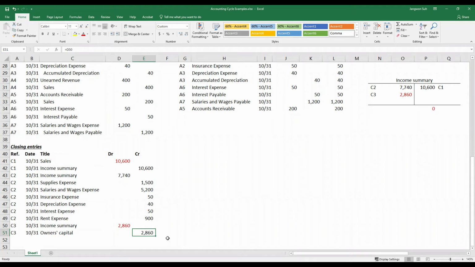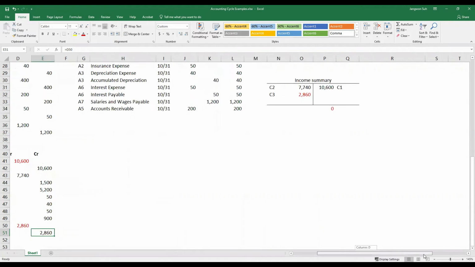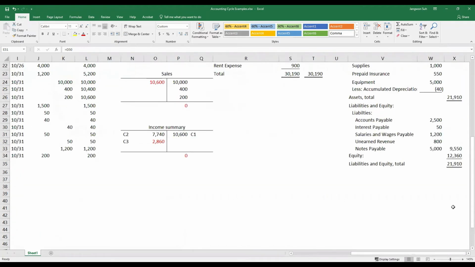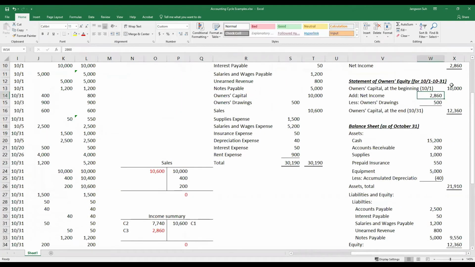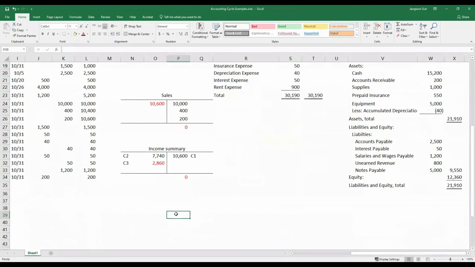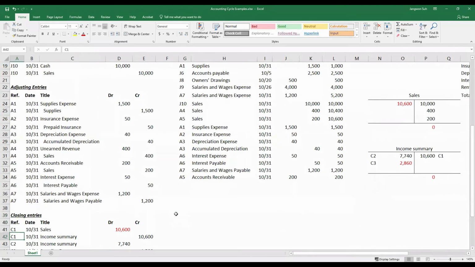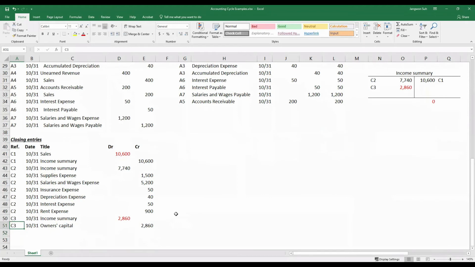by increasing your owner's capital balance. What we did here is owner's capital being increased by 2860. Did you see it? We saw it. Owner's capital increasing by 2860. This part of the statement of owner's equity comes from your closing entry. We didn't explain it rigorously, but we are now doing that.